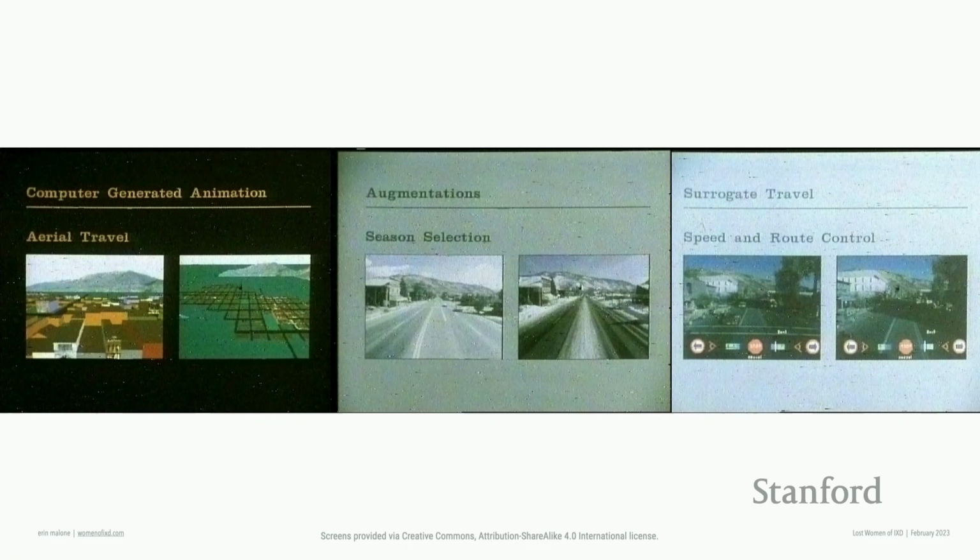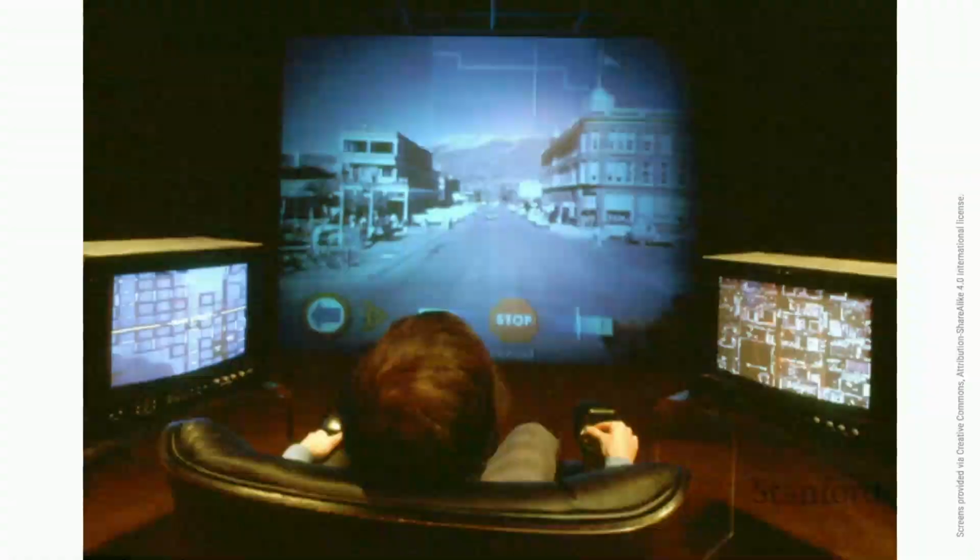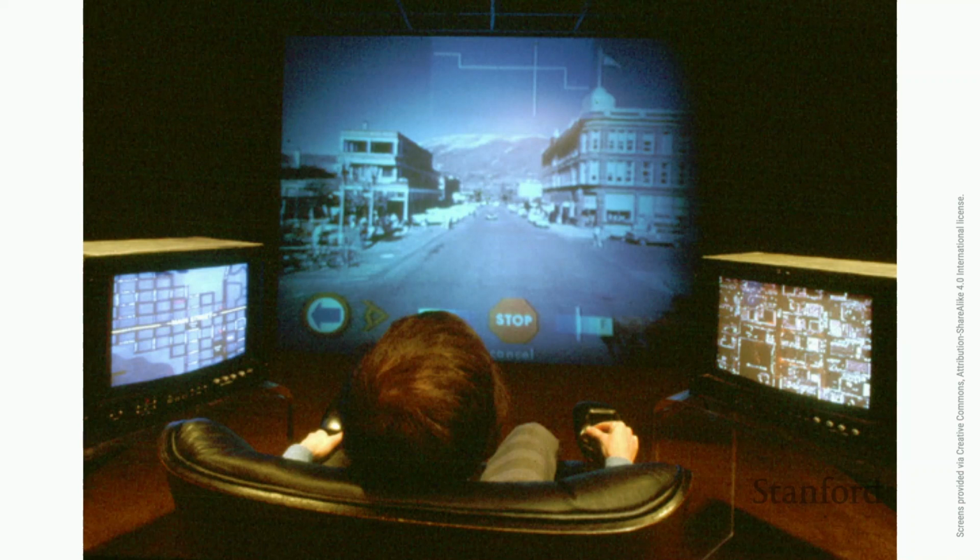And you know, there's some stills. There were different levels of this. And then here's a picture of a person sort of sitting in front of the projection of the laser disc, and they could navigate left and right through the town.